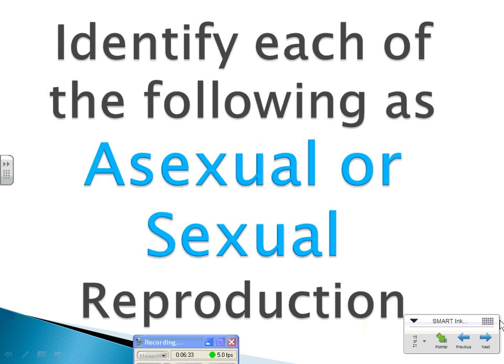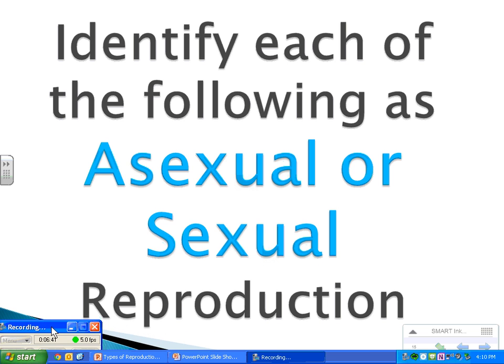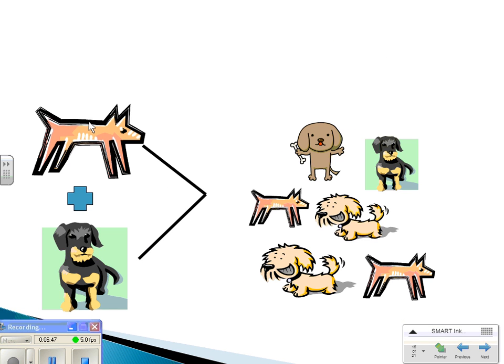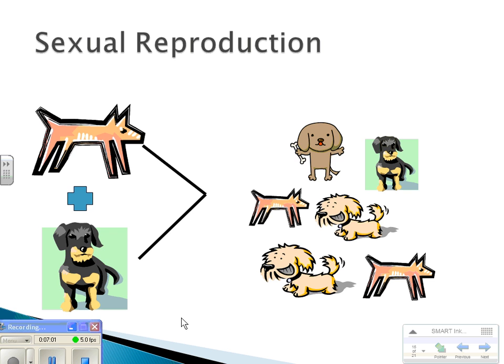So now let's review a little bit of what we talked about. We're going to try and figure out if they are asexually reproducing or sexually reproducing. Okay, puppies. Mother and father puppies. You can see some of the puppies look like dad, some of the puppies look like mom. Is this asexual or sexual? It's sexual reproduction.